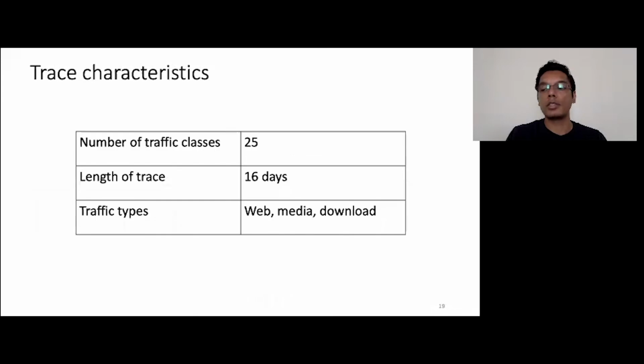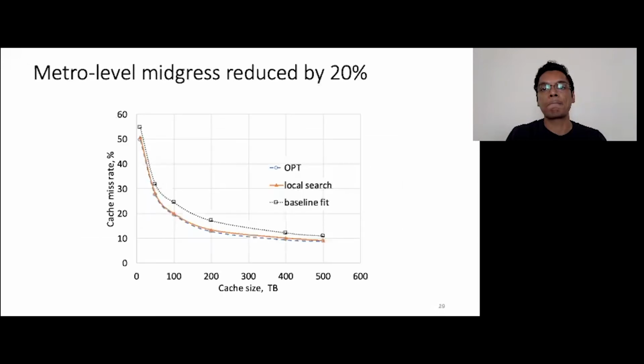For this evaluation, we collected traces for 25 major traffic classes from a large metro area. These traffic classes were collected for different types of traffic, such as web, media, and download, and they were collected over a period of 16 days. Now, first we look at the cache miss rates for different algorithms. In this graph, we plot the cache miss rate of different traffic provisioning algorithms at different cache sizes.